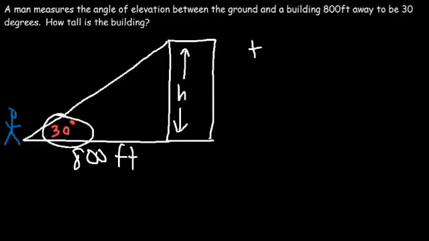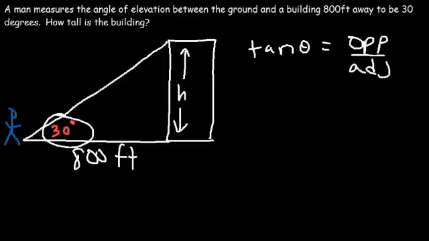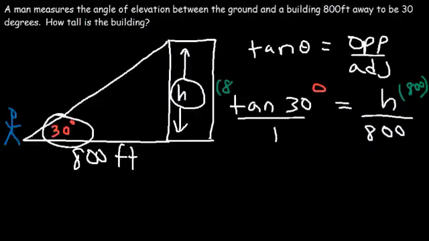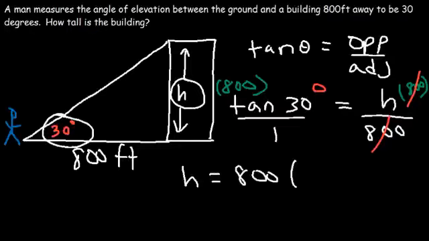So tangent theta, as we mentioned before, is equal to the opposite side divided by the adjacent side. And the angle is 30. So tangent 30 is equal to the opposite side, which is h, the height of the building, divided by the adjacent side, which is 800. So let's multiply both sides by 800. So these two will cancel. Therefore, the height of the building is 800 times tangent of 30 degrees.